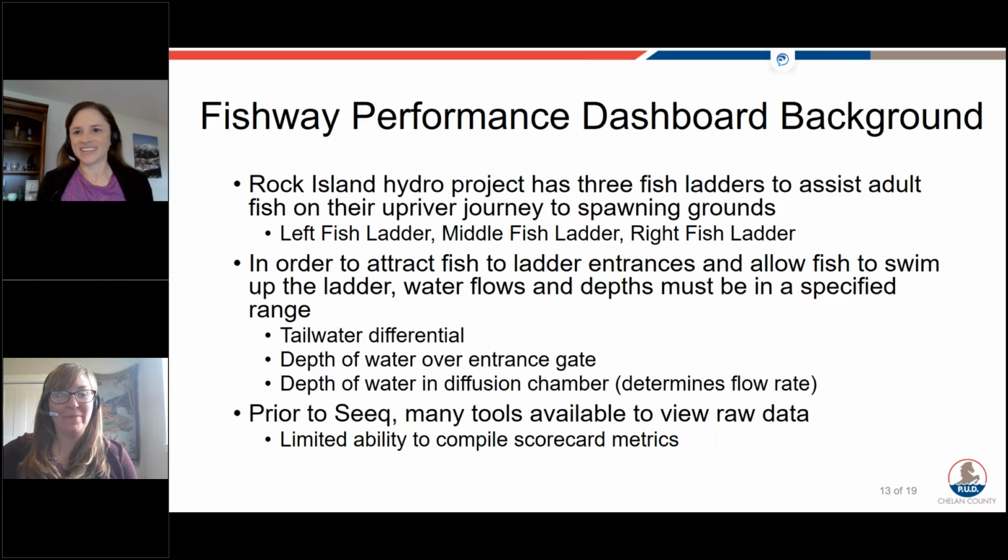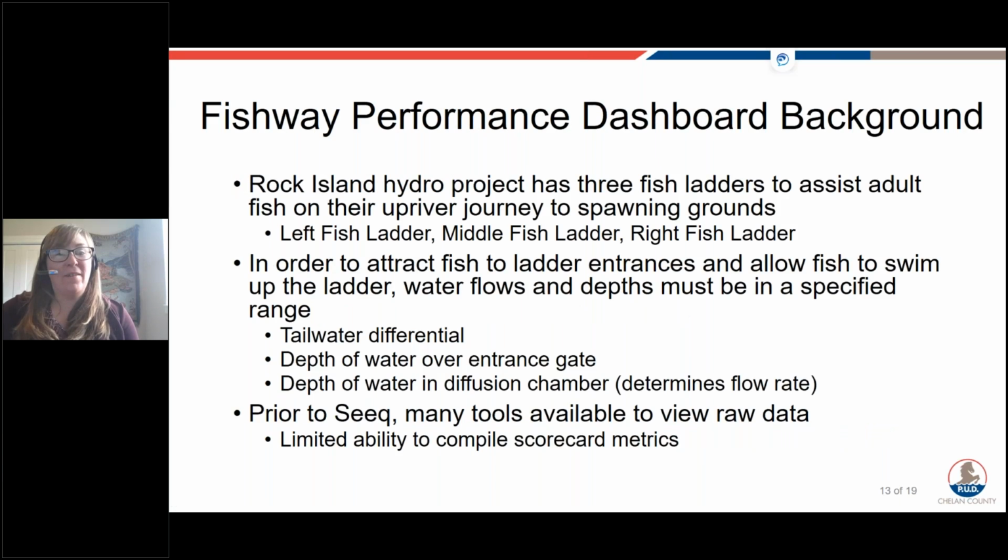Thank you, Jessica. Yep. So I'll be talking about how I use Seeq to create a performance dashboard for Chelan PUD's fish ladders. So to give a little background, one of our hydro projects, Rock Island, has 3 fish ladders, which fish use to swim upstream to their spawning grounds. In order for the ladders to be effective, the fish need to be attracted to the ladder entrances, and the ladder needs to have sufficient flow to support climbing to the top of the dam.